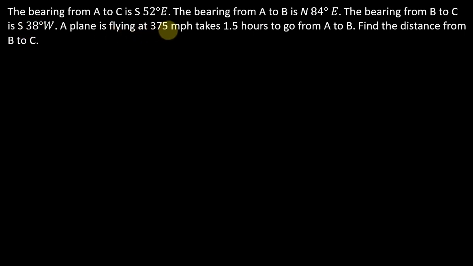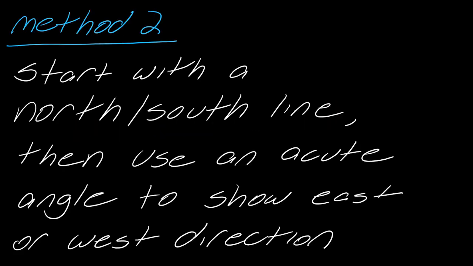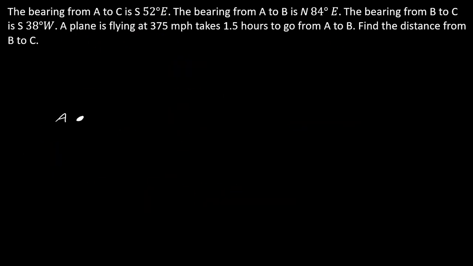A plane is flying at 375 miles per hour. It takes 1.5 hours to go from A to C. Find the distance from B to C. There's a lot of information in here, but like I said, we know we're going to use method 2. So we use north-south lines and then acute angles to show east or west direction. Again, I've broken this all down in my lesson video, and I'm just going to jump into using this.